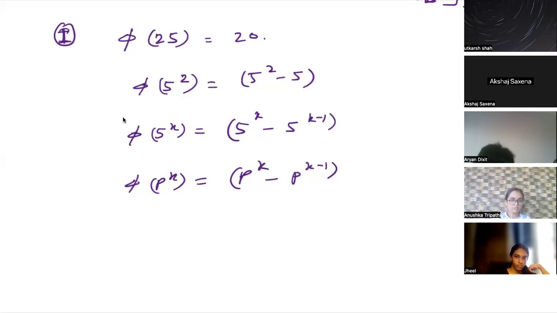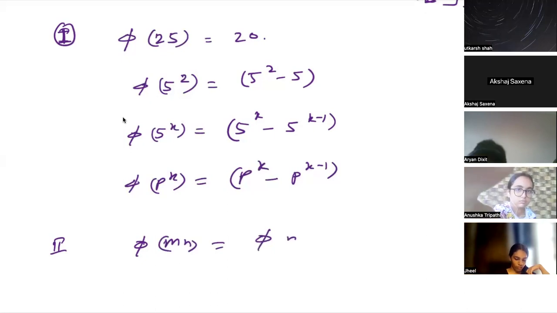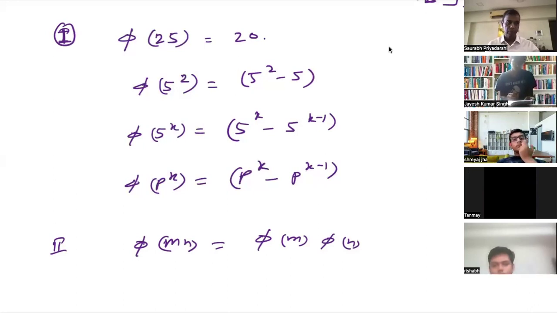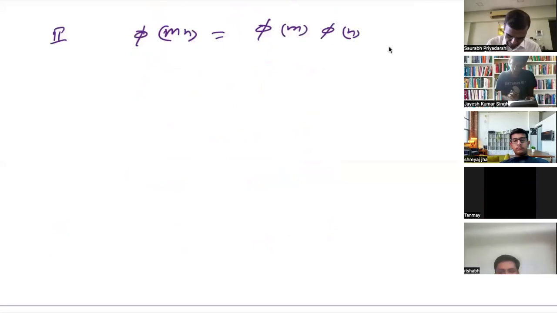The second formula he has given: if this is phi of mn, you can write it as phi m into phi n if m and n are co-prime to each other. Directly you can write phi of mn is equal to phi m into phi n. Okay. So now you have to find phi of 360. Write down in chat, but fast.